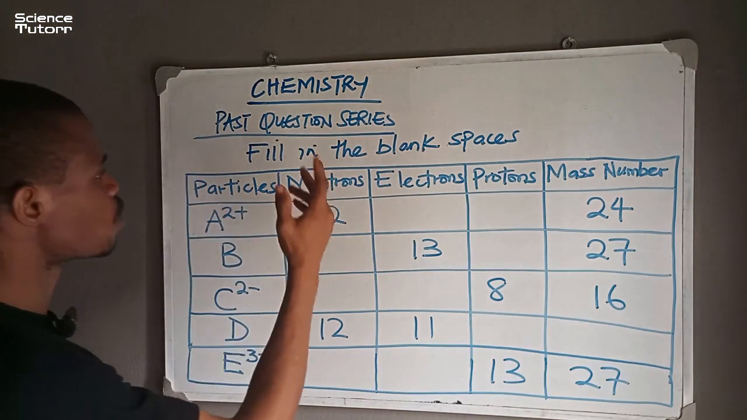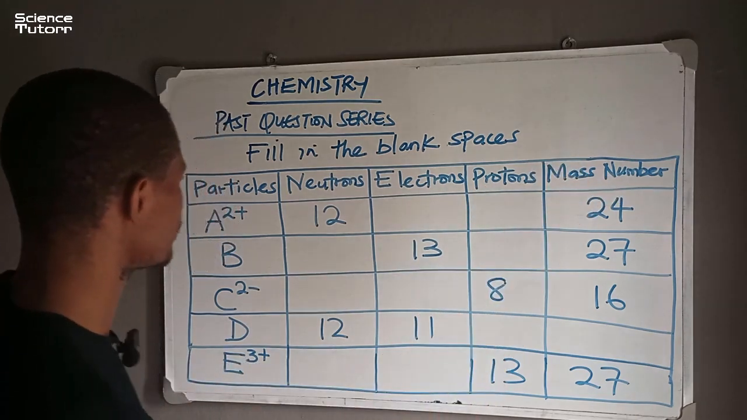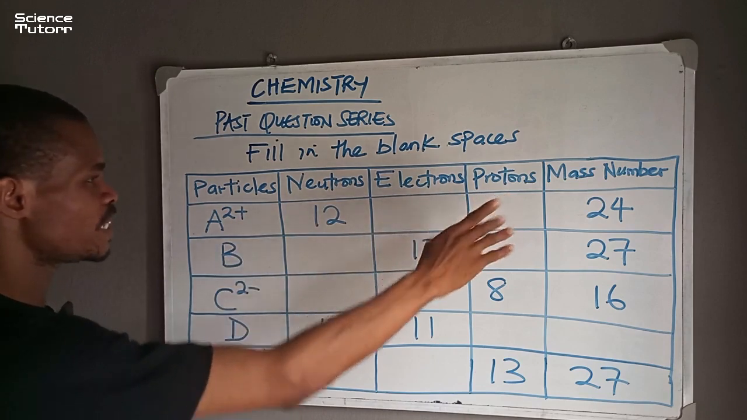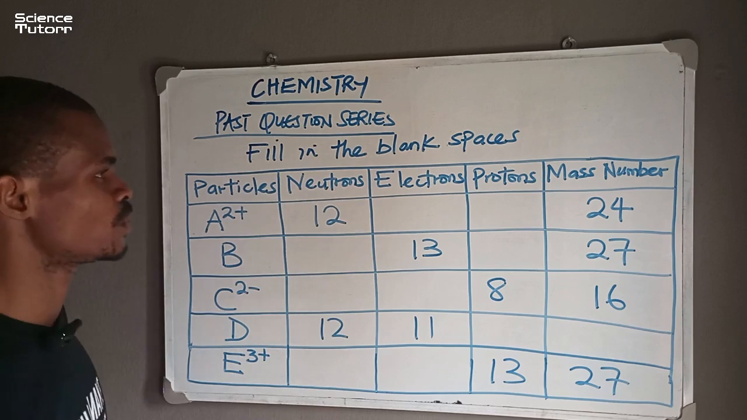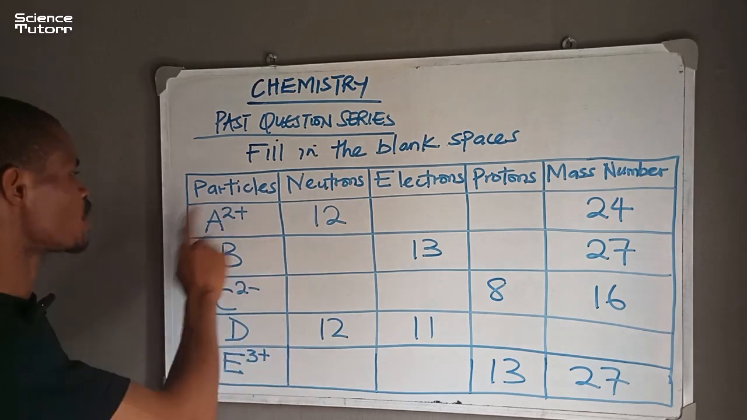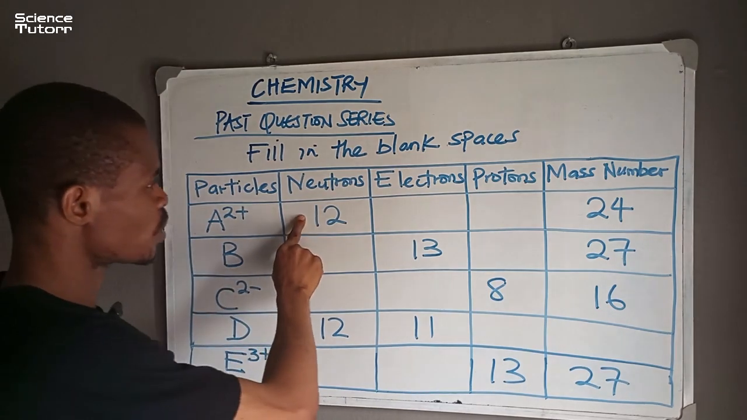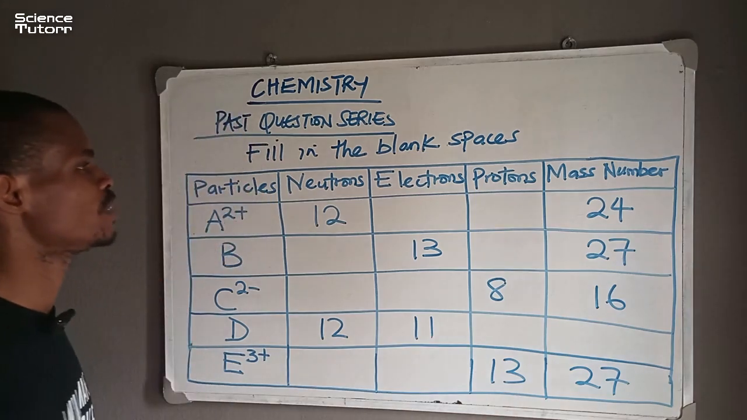We have the particles, neutrons, electrons, protons, and the mass number, in a table for each of them. And there are spaces we need to fill for each of these particles. For the first case, we have A 2 plus. We are given the number of neutrons to be 12 and the mass number 24.